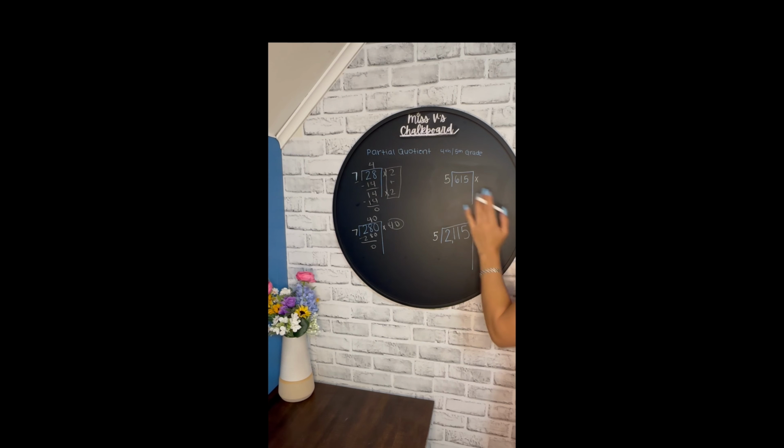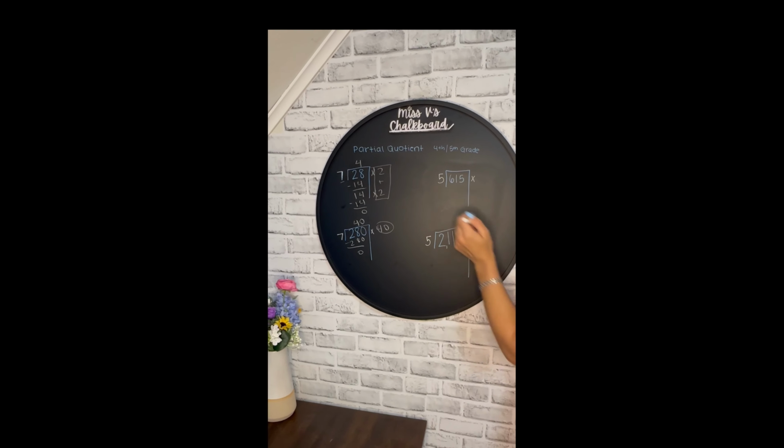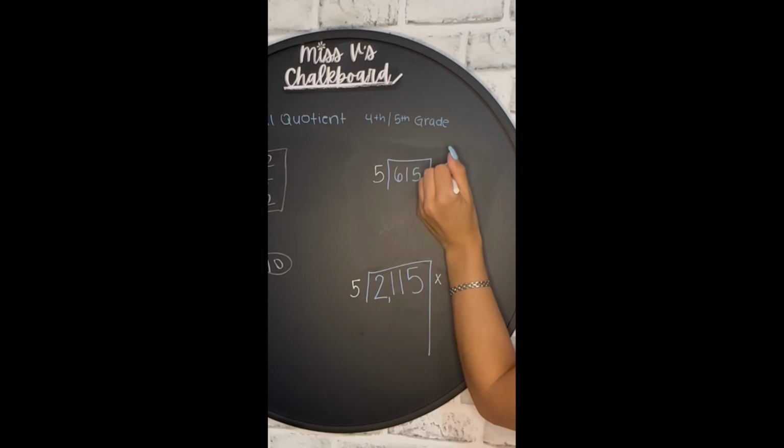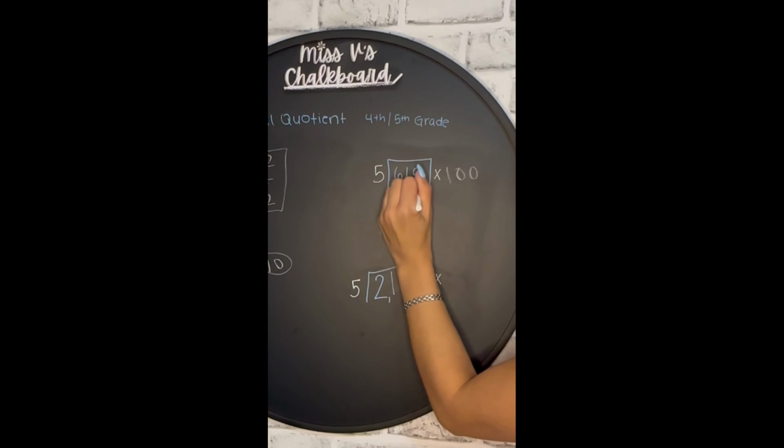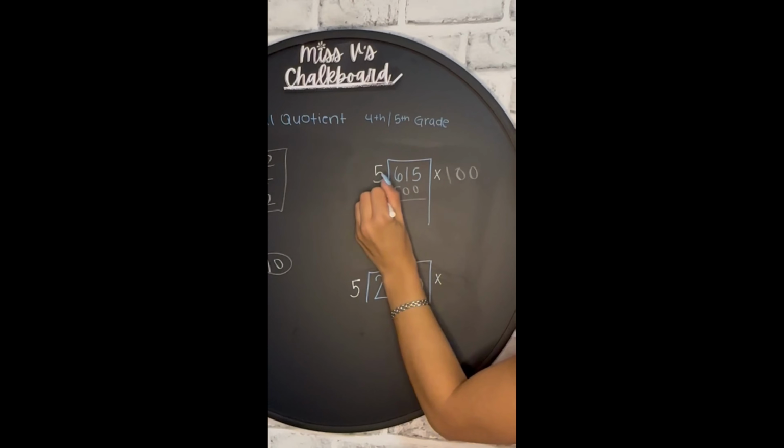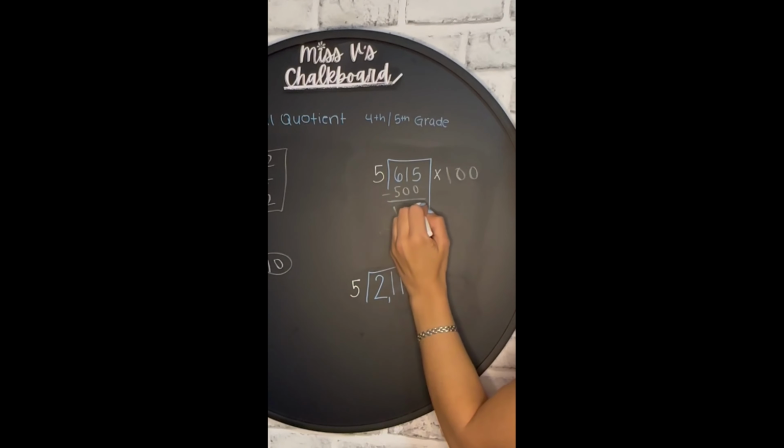Let's look over here, 615 divided by 5. I always look for friendly numbers. So I tell my students times 1, times 10, times 100, times 1,000. Use those friendly numbers to help you. So for this one, I know my friendly number will be times 100. 5 times 100 is 500. And I subtract and I get 115.